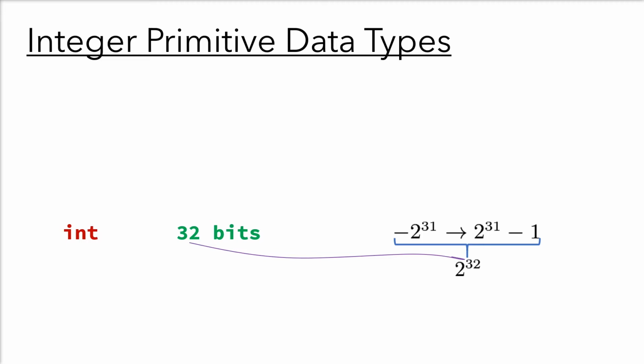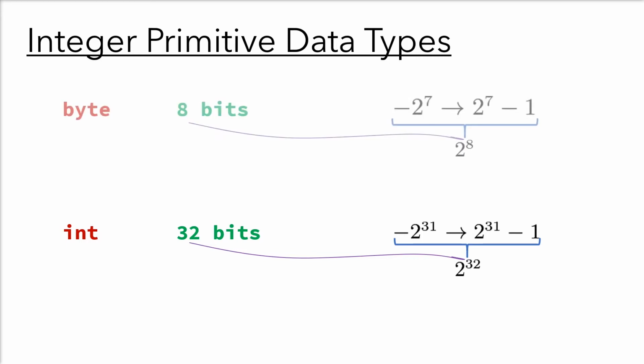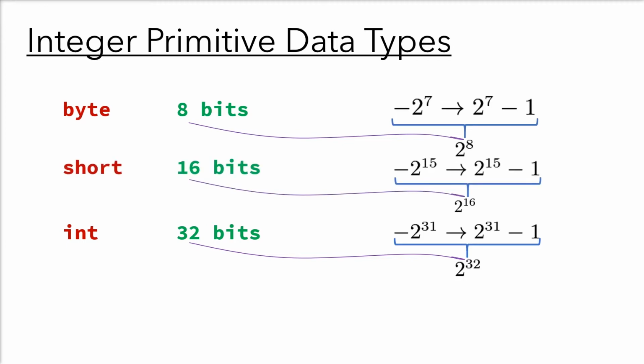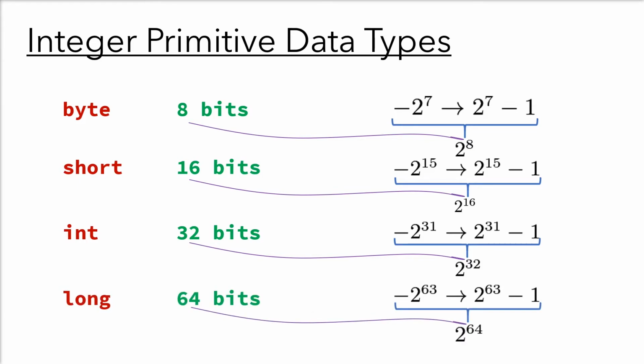In the event that you want to use integer primitive data types with less storage, you can use byte, which is 8 bits, or short, which is 16 bits. And if you want to store a very large integer, you can use long, which is 64 bits.